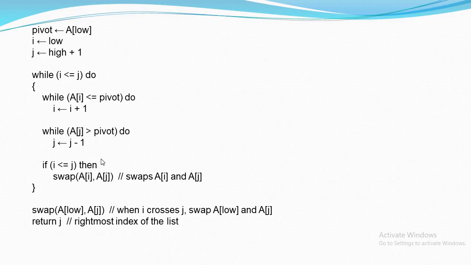When I crosses J, we are going to swap A of low and A of J. So there are four conditions. First condition: while A of I is less than or equal to the pivot element, we are going to increment the value of I. While A of J is greater than the pivot element, we are going to decrement the value of J. If I is less than or equal to J, we are going to swap A of I and A of J. Finally, when I crosses J, we are going to swap A of low and A of J.